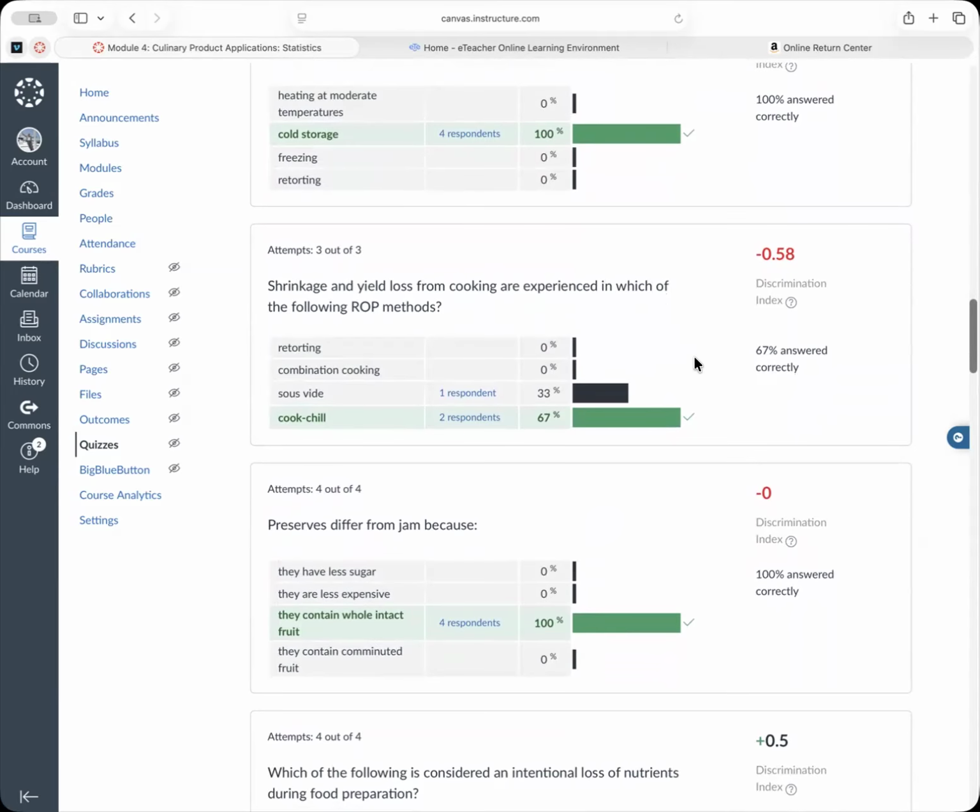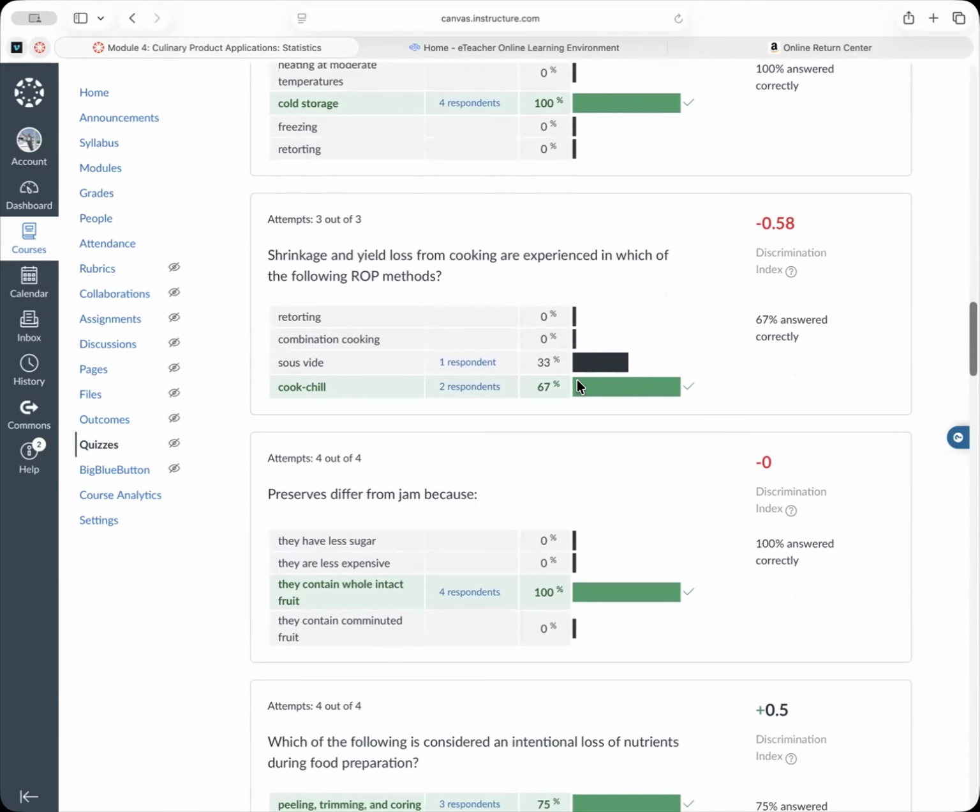Shrinking and yield loss from cooking are experienced in which of the following? Cook chill, because we cook in an open container. So when it boils, we lose water, right? Sous vide, we package it and then cook it. So the yield loss is less, isn't it?